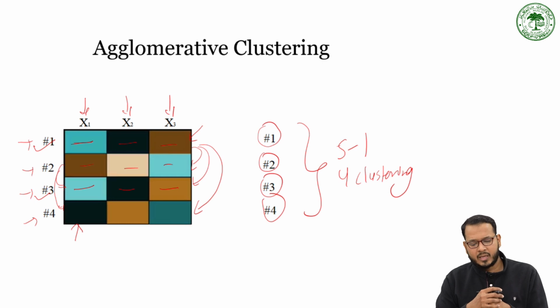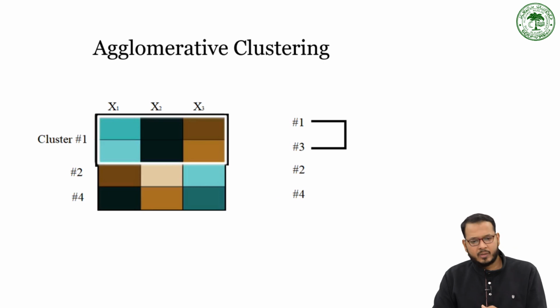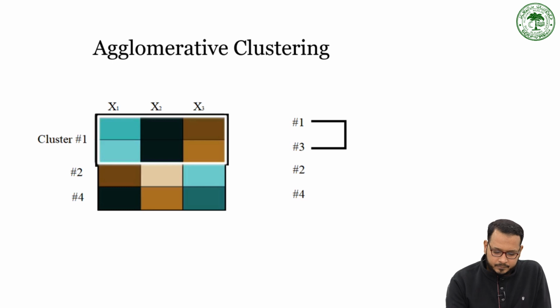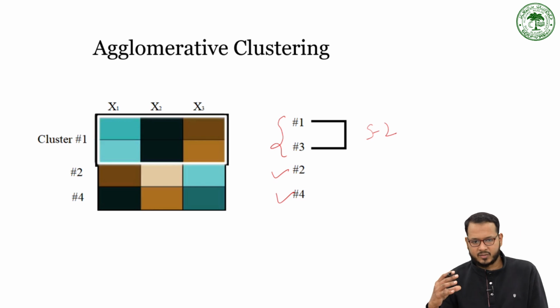Now since 1 and 3 are closer than any other pair of points, we will form a cluster out of them. So after step number 2, we got 3 clusters: 1 and 3 as one cluster, and 2 and 4 are separate clusters as of now.